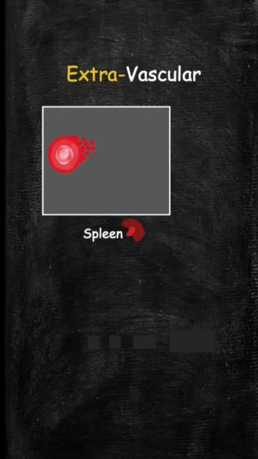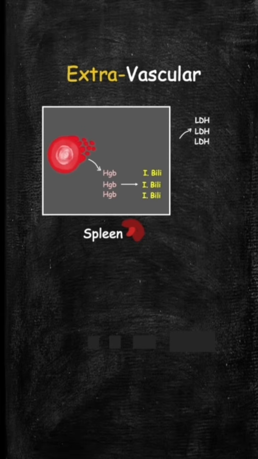But in extravascular hemolysis, the red blood cells get lysed in the spleen, not inside the vessels. Red blood cells release LDH and hemoglobin into the spleen. The LDH directly enters the blood, but hemoglobin gets metabolized first to bilirubin in the spleen, and then the bilirubin gets secreted into blood. So the key difference in extravascular hemolysis is we don't get hemoglobin directly in the blood.